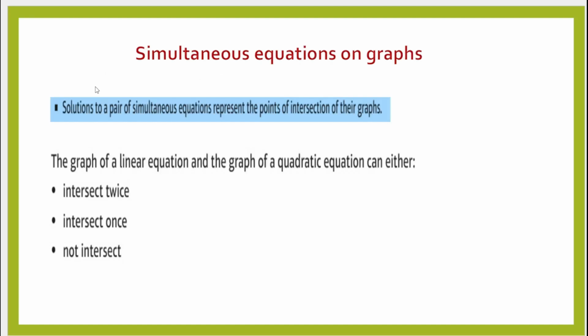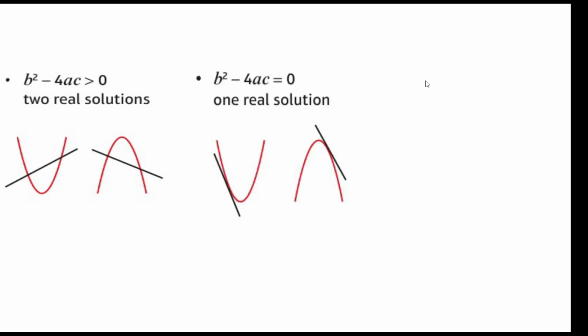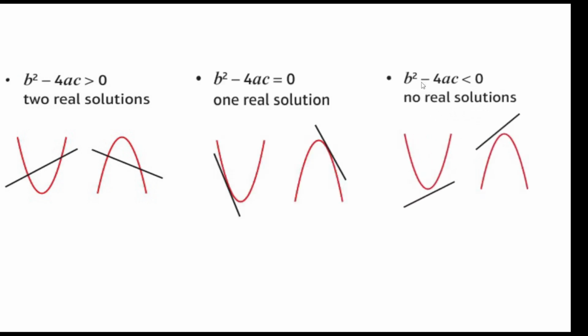Next, solving of simultaneous equations by using graphs. Solutions of a pair of simultaneous equations represent the points of intersection of their graphs. Here the graph of a linear equation and the graph of a quadratic equation intersect twice. Hence the simultaneous equations have two real solutions. Here the two graphs never intersect. Therefore, these simultaneous equations have no real solutions.